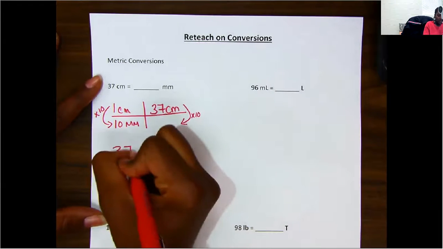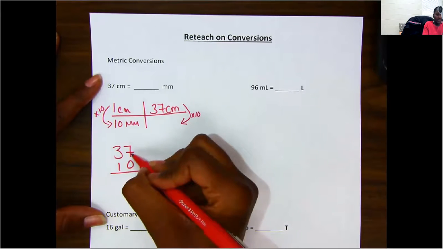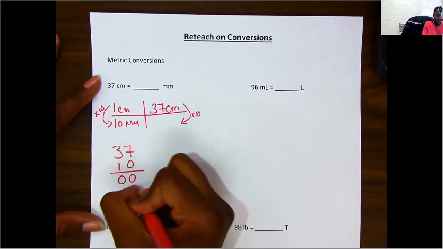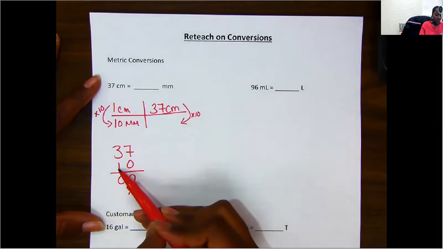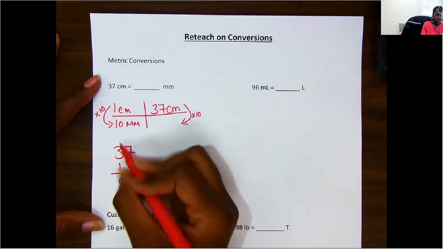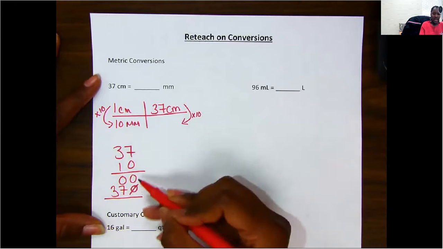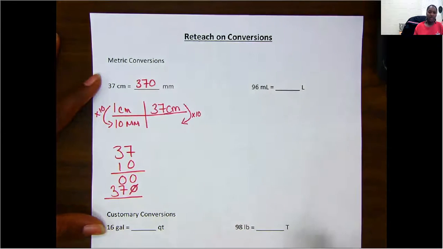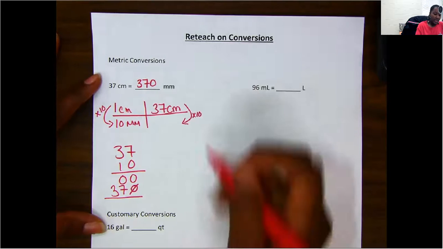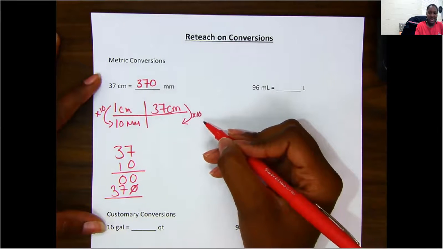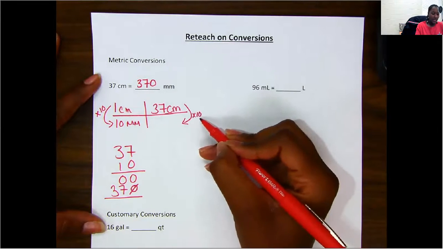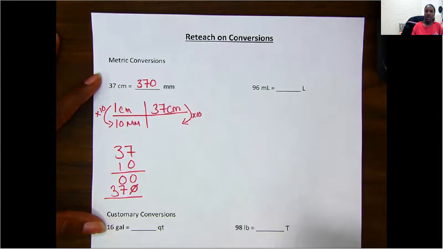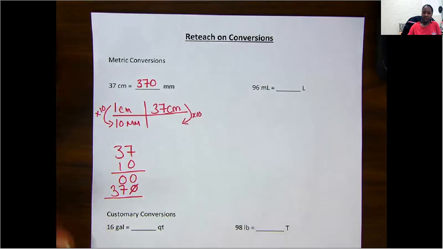So I'm going to set that up. 37 times 10. Anything times 0 is 0. So 0 times 7, 0 times 3, 0 placeholder. Then I start again. 1 times 7 is 7. 1 times 3 is 3. If I add that up, I get 370 millimeters. Because the metric system is a power of 10, because I multiplied by 10, that's the same thing as adding a 0 to the back of this number. So that also could have been a way you solve for this.